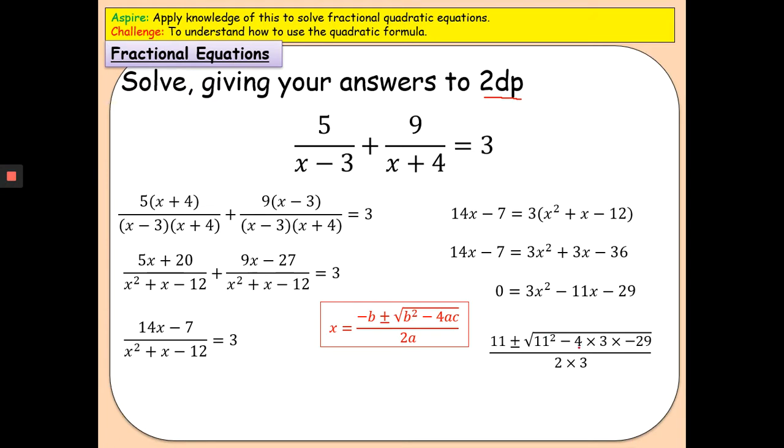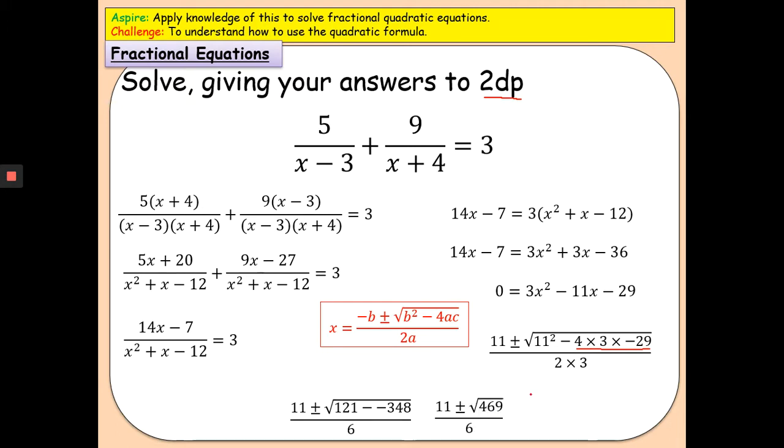And then again, I'm just going to simplify this stuff first. So I know that 11 squared is 121. So I'm going to write 11 plus or minus square root of 121 minus, and I'm just going to type in my calculator, 4 times 3 times minus 29. And that is minus 438. So I've got 121 minus 438. Remember, minus and minus means we're plus-ing it. So if I simplify this, I've got 11 plus or minus the square root of 469 over 6.